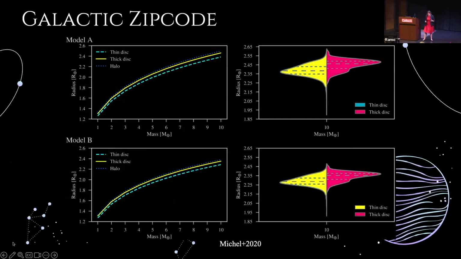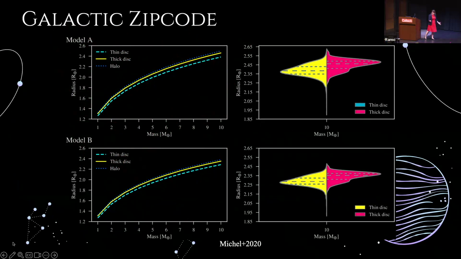Okay, so let's talk about some results with the galactic zip code. This is showing, as a function of the stellar mass, the planets that you could build if you were a thin disk star, a thick disk star, or a halo star. And this is for cool super Earths. So you can see that for the same size star building the same mass planet, you actually have a different radius depending on which population of stars you're in.